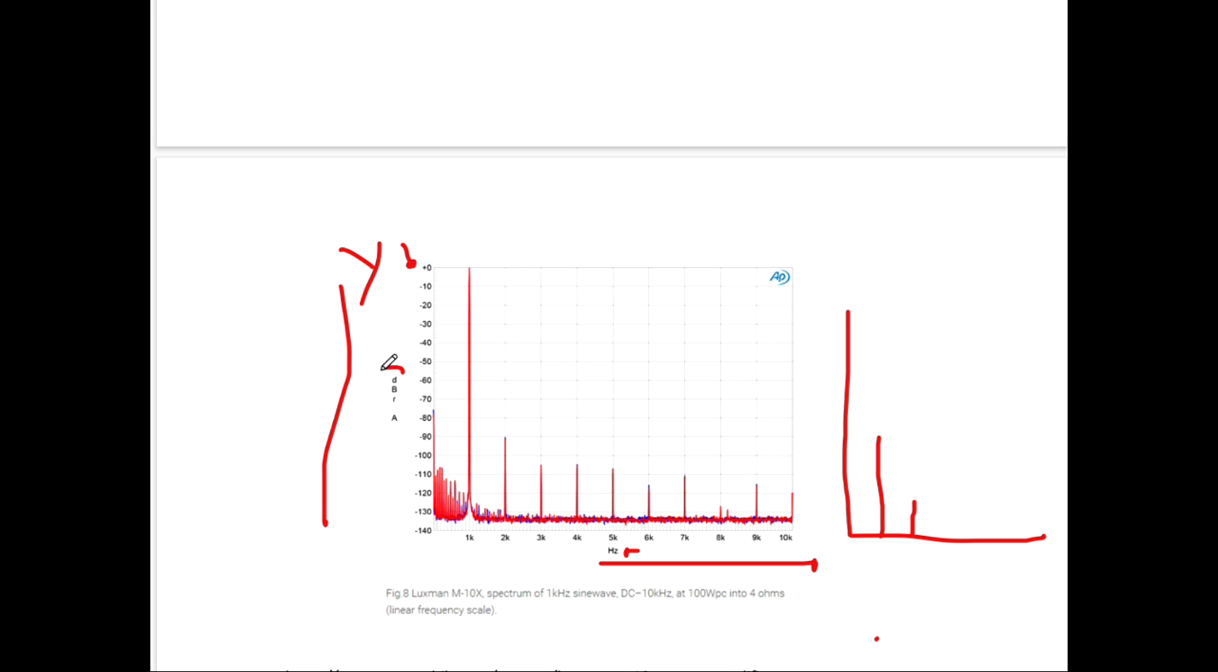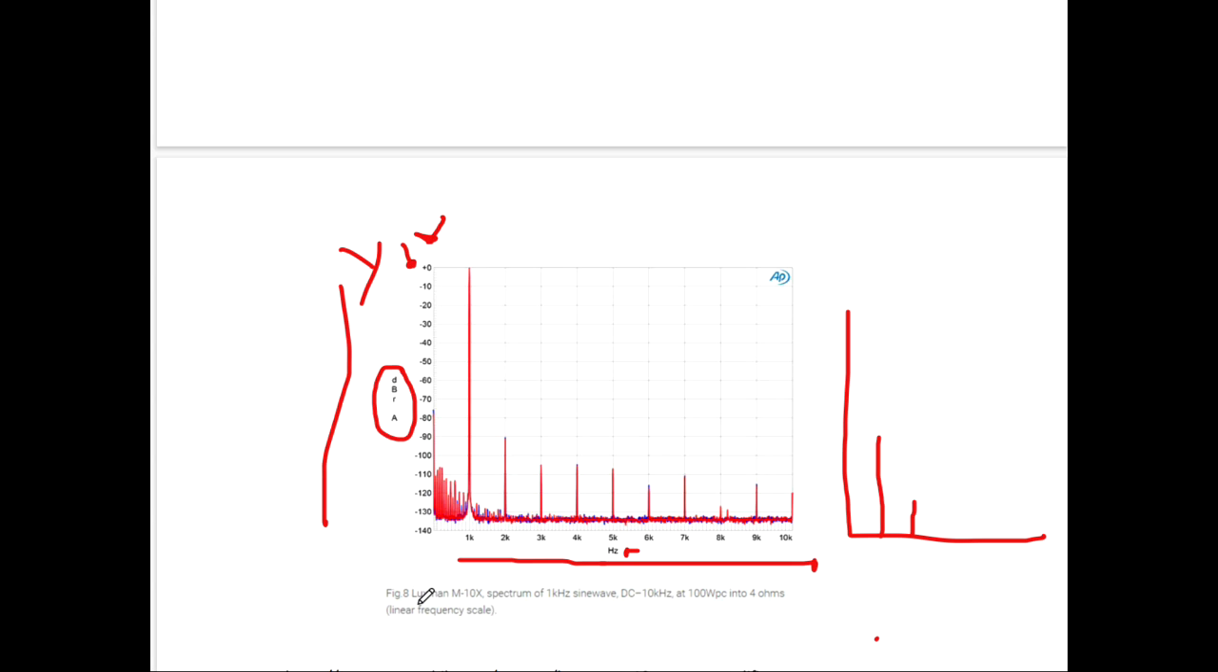So it doesn't really matter. This happens to be dBr. Don't even worry about it. It's just the idea of knowing that the y-axis is the amplitude of something and the x-axis is frequency in the frequency domain. All right.